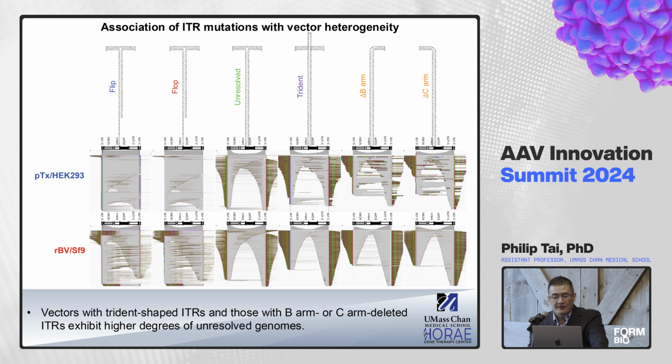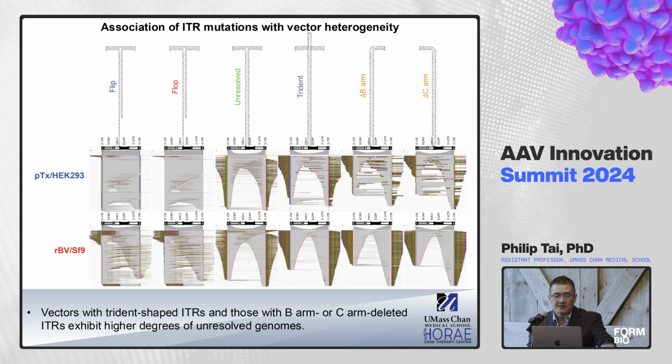Well, it turns out that if you stratify vectors that contain either unresolved ITRs or mutated ITRs, those that lack a B arm or C arm, or even these trident shape ITRs, they're attributed to those vectors that have unresolved genomes, right? So what this indicates is that it's very important to know the composition of your ITRs on plasmid.